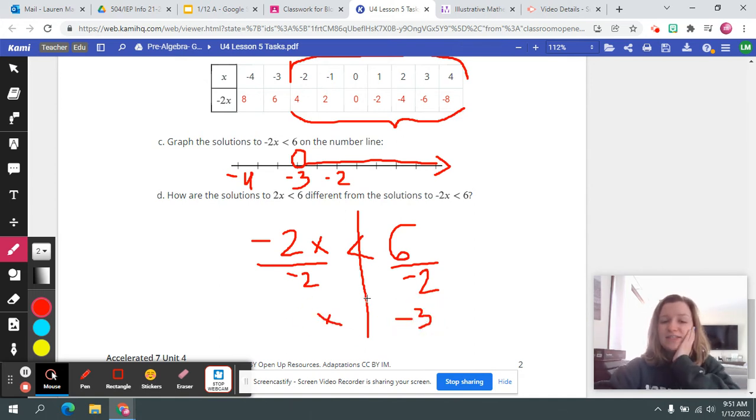Now if I kept that symbol the same, x is less than negative 3, you'll see that I would not have correct solutions. For example, negative 4 is less than negative 3. If I plug in negative 4 for x, negative 2 times negative 4, I get 8. 8 is not less than 6. So I have to flip that symbol in order to make it correct.